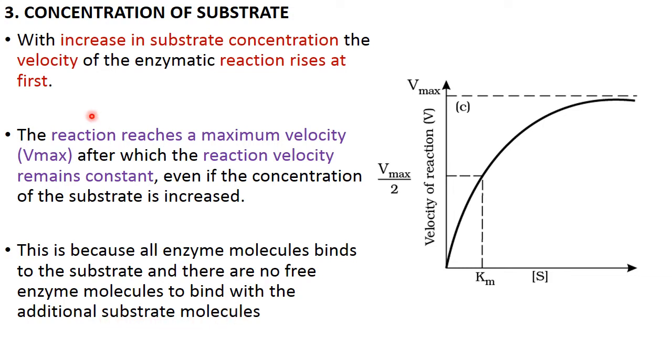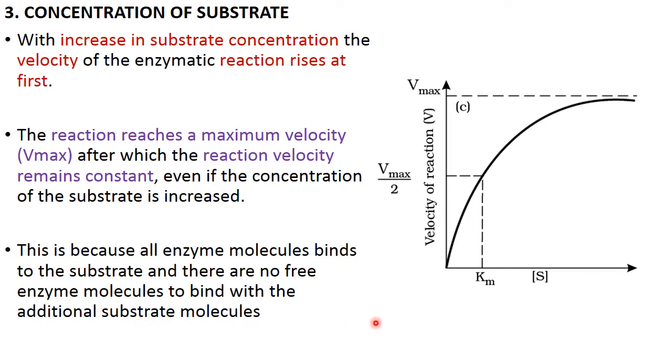So that is what we are saying here, that the reaction reaches a maximum velocity which we say as Vmax, after which the reaction velocity remains constant even if the concentration of the substrate is increased. अगर हमने increase भी किया फिर it remains constant. Why? This is because all enzyme molecules bind to the substrate and there are no free enzyme molecules to bind to the additional substrate molecules.